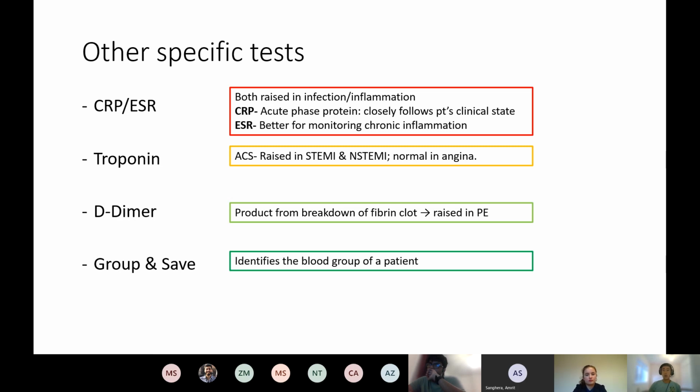Okay, so one thing that I really struggled with, because doctors kept on saying different things, is what is the difference between a group and save and a cross match? Okay, so if you ask any anaesthetist, they will say that a cross match is when you just supply the patient's blood. So group and save is identifying the blood group, cross match is providing the blood.